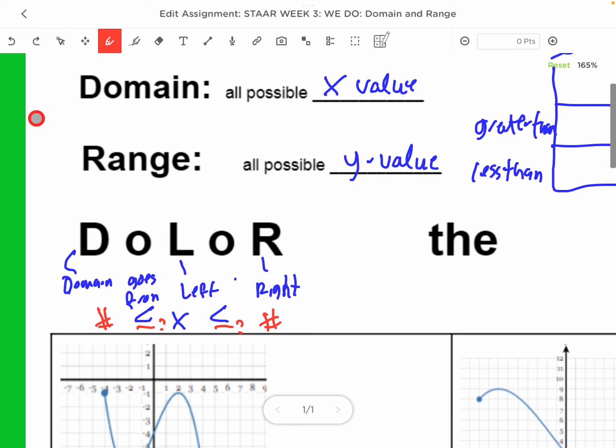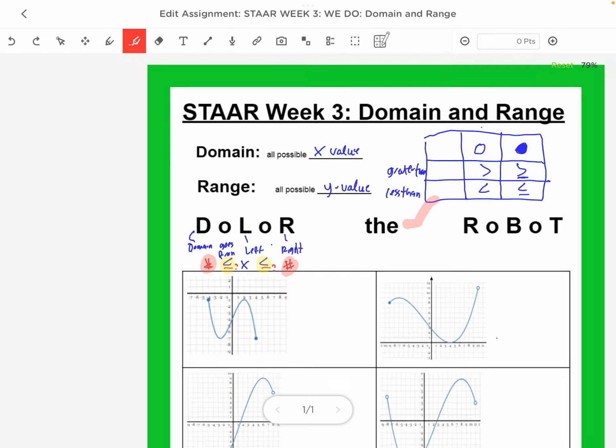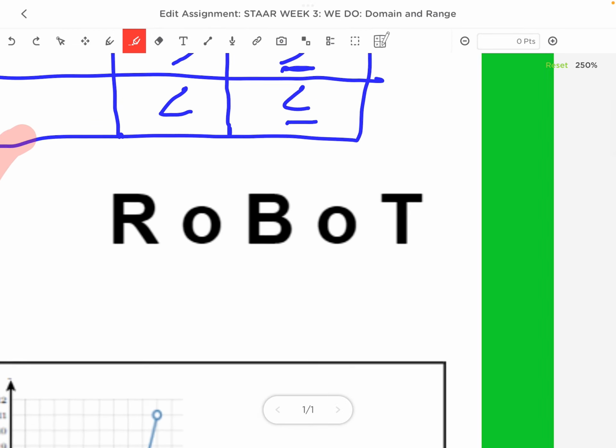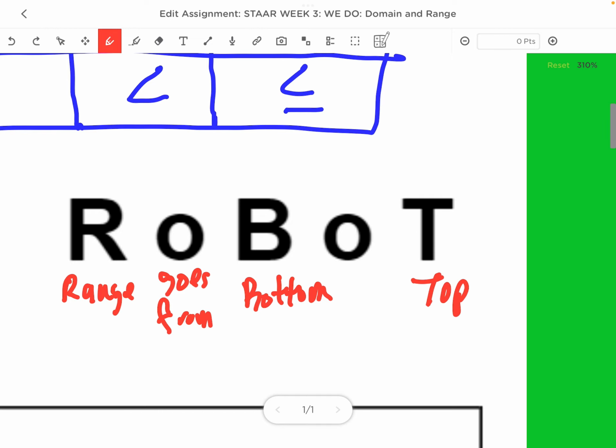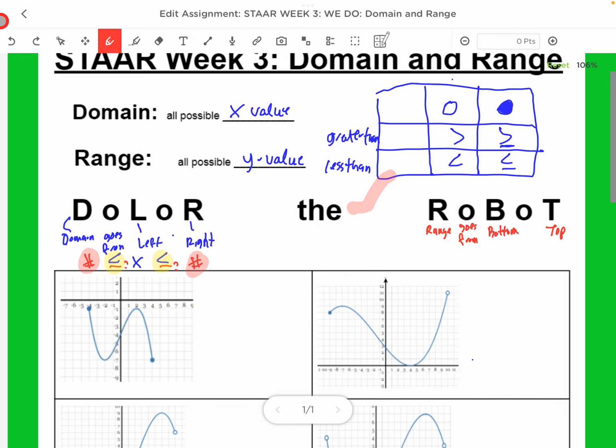So here's what we need to think about, okay? What's going to go into these right over here, okay? And then what's going to go over here? Okay, so we always remember it's going to be x for the domain. Okay, so similarly, for range, we're going to think robot. Okay, so range goes from B for bottom to T for top. Okay, so range goes from bottom to top. Domain goes from left to right. So similarly, we said it's going to be the y values.